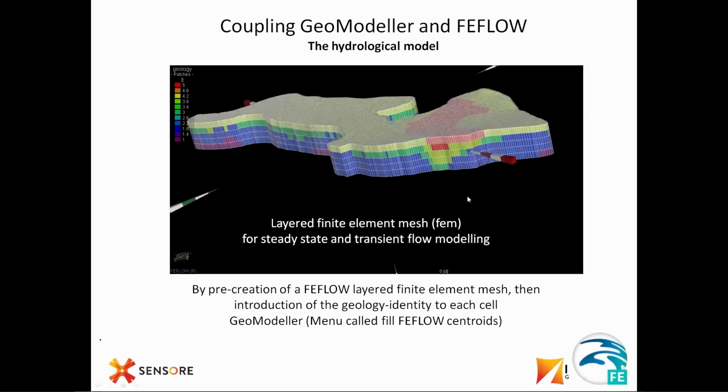A few examples from coupling GeoModeller and FeFlow. This is a hydrological model layered finite element mesh, for steady state and transient flow modeling. It has already been considered for utility.